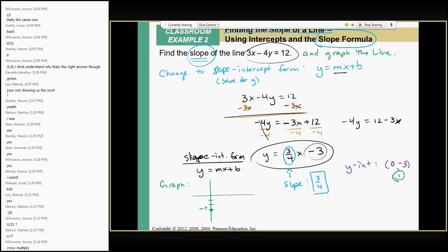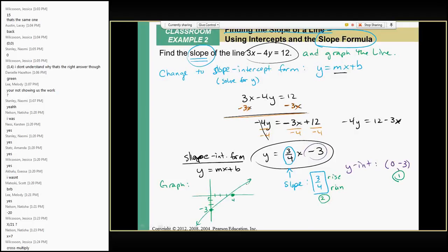So (0, -3) is your y-intercept. It's a point on the graph. And then do your slope from that point. Very good. And Jessica is saying rise 3 and run 4. So what does that mean, rise over run? Very good. Go up 3 and right 4. So there's my other point.